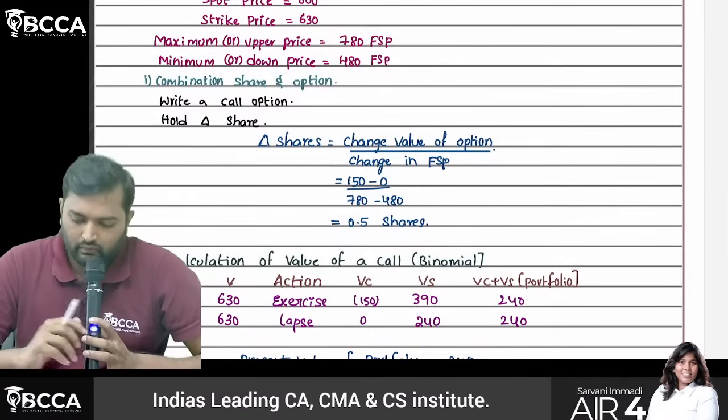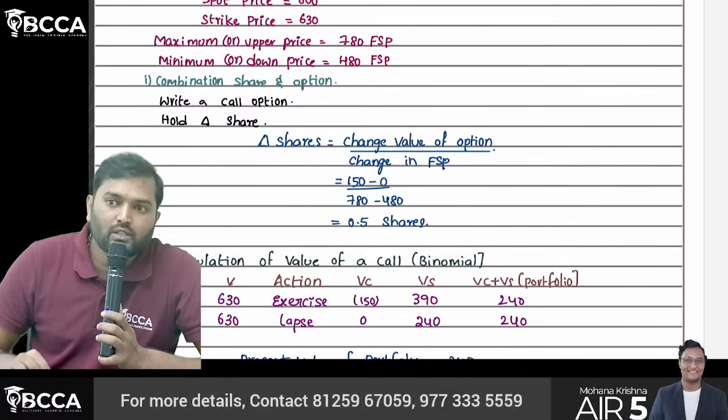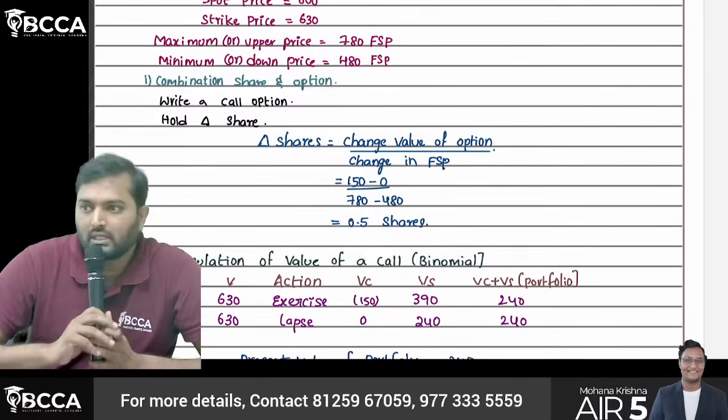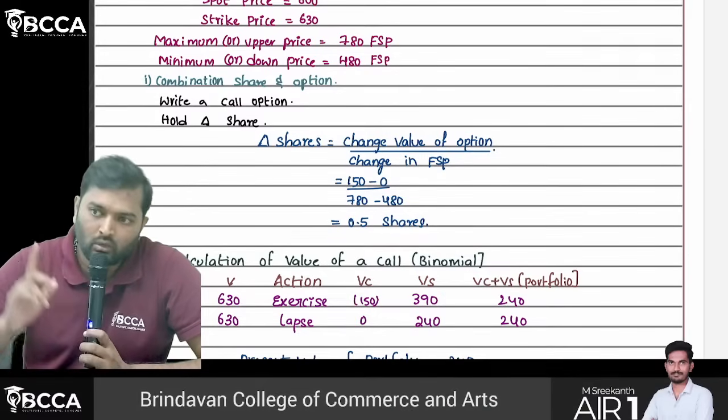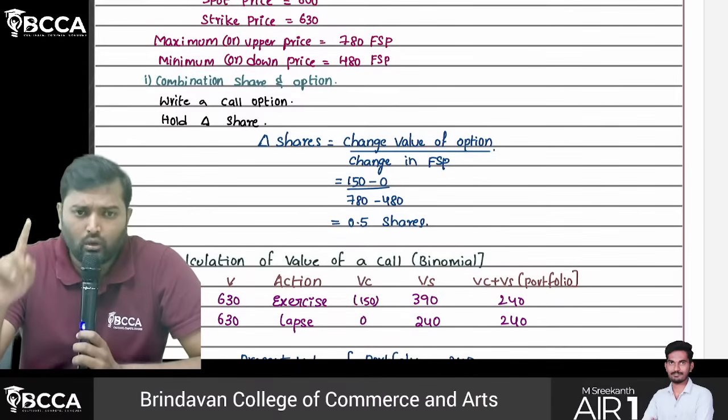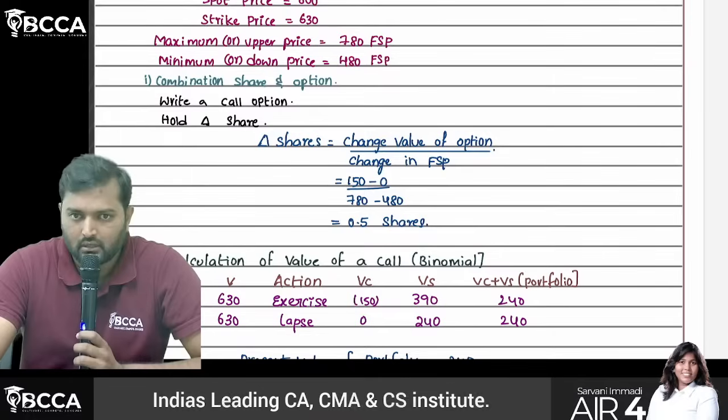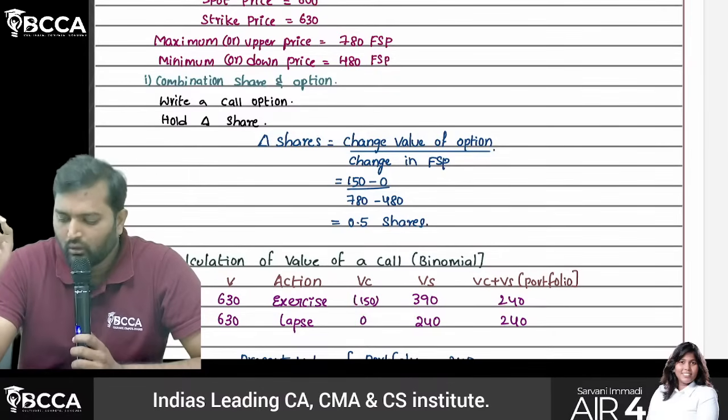So first, in the binomial model, we should assume a risk-free portfolio. What is a risk-free portfolio? Write a call option, hold delta shares. Why should we hold only delta shares? Why should we hold only 0.5 shares?